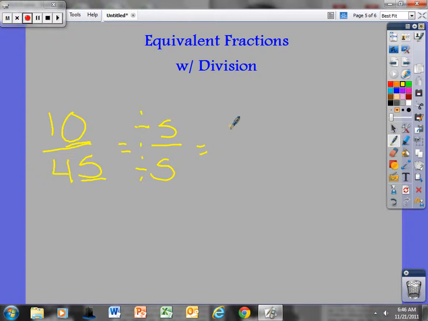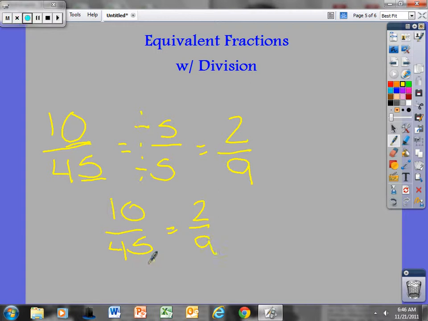10 divided by 5 gives me 2. 45 divided by 5 gives me 9. I now know that 10/45 is equivalent to or equal to 2/9.